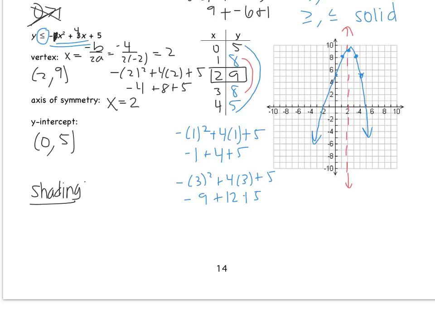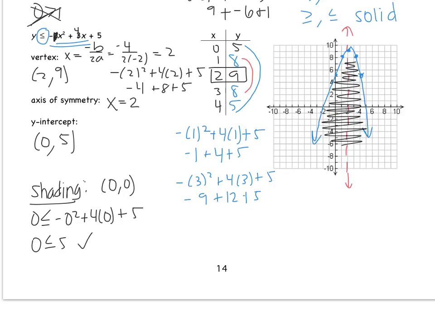So remember to pick a test point. I'm going to pick the origin again, so I'm going to pick 0, 0. I get 0 is less than or equal to negative 0 squared plus 4 times 0 plus 5. So 0 is less than or equal to 5. That is true, so I want to shade where 0, 0 is. 0, 0 is inside the parabola, so we're going to shade inside our parabola.